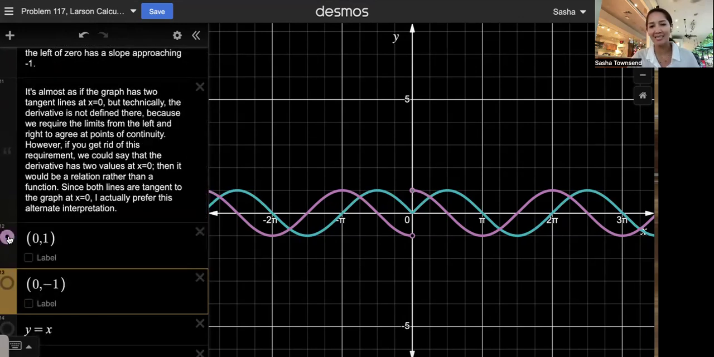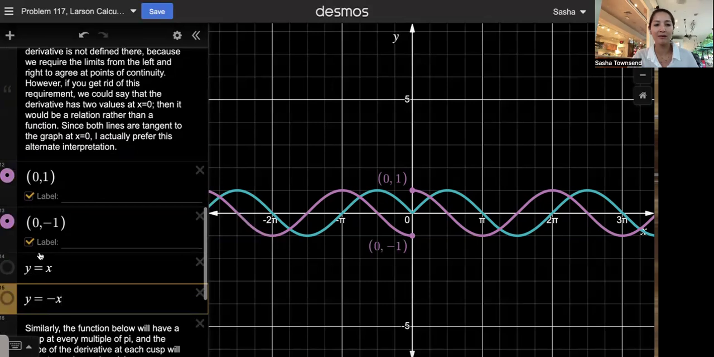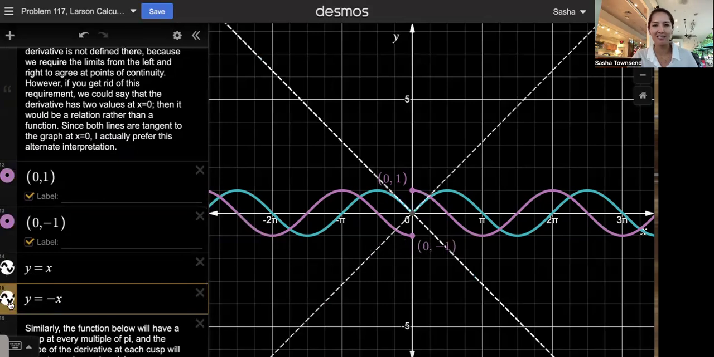So in that case, I would color in those points. And now I've got a derivative, quote unquote derivative, which is not actually a function. It would traditionally be thought of as a function, but at x equals 0, it actually has two values. So it's more of a relation rather than a function. So we've got these two values here and here. And if we draw the corresponding tangent lines, they look like this and this.